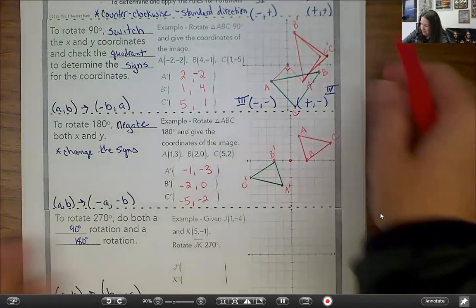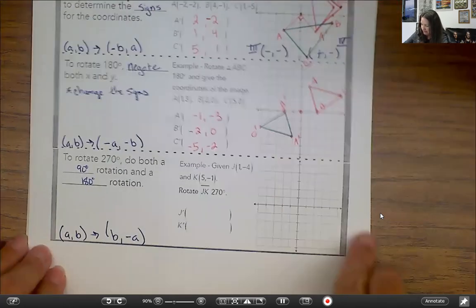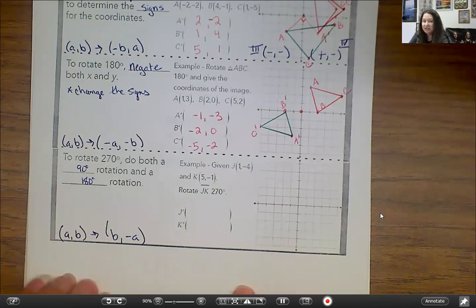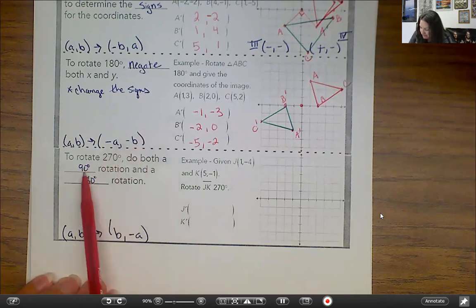All right, and then our last common rotation we're going to look at is 270 degrees. When we work with 270 degrees, we're going to do both of the options that we just did with 90 degrees and with 180 degrees. So we're going to switch the x and y coordinates, and we're going to negate those signs and take into account what quadrant they're located in.